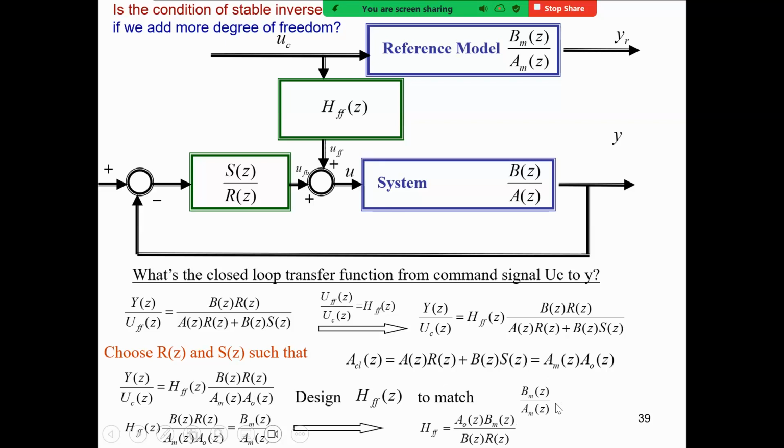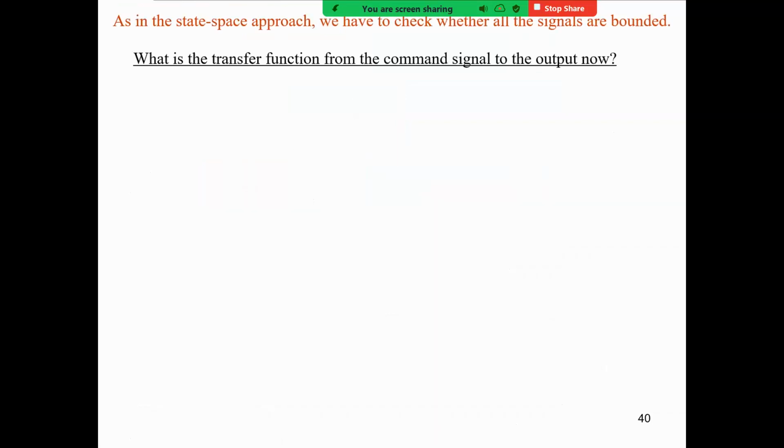And also at the beginning, I showed you I can cancel out BR because they are operating on the same signal. Let's check all the signals, whether all the signals are bounded.